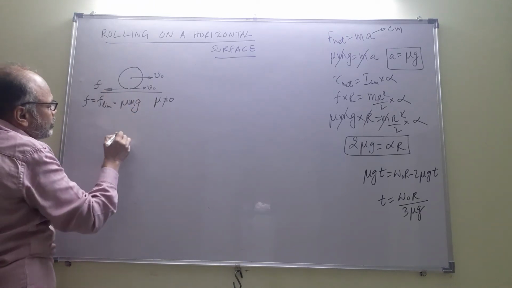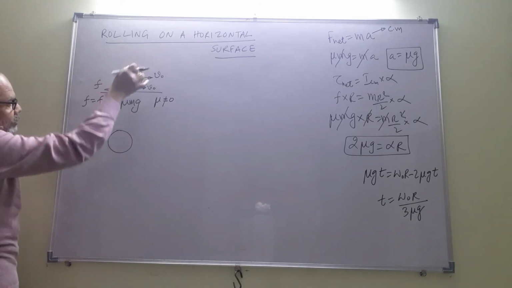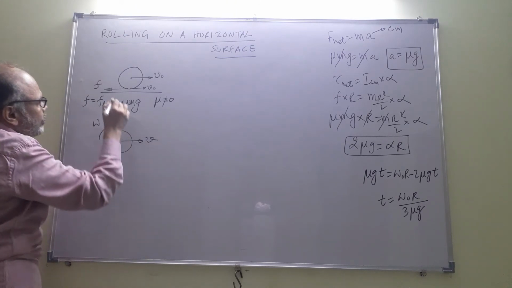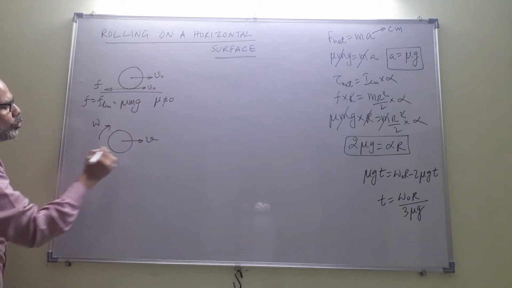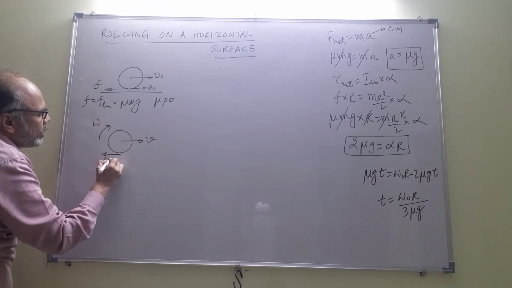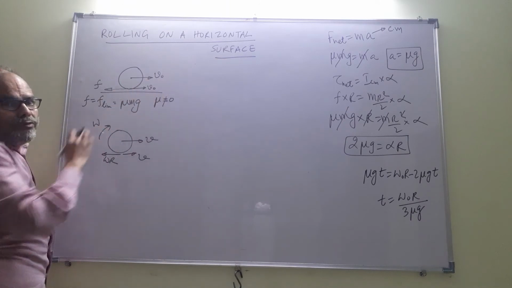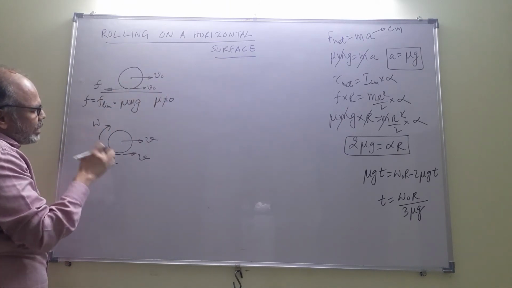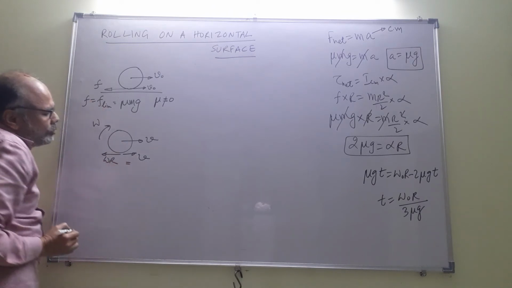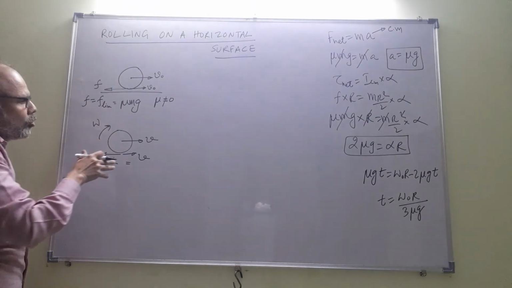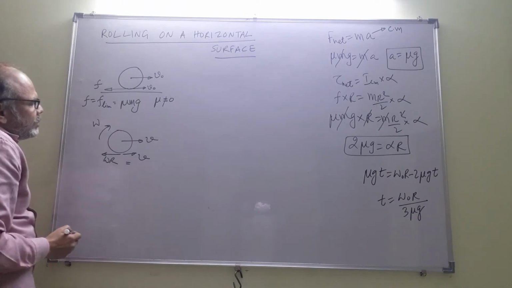Now this frictional force will rotate the disc. This frictional force will have a rotational effect, and it will also retard the body, so the center of mass velocity will decrease. So now you will have omega r like this and v like this. V is continuously decreasing from v naught and omega is increasing from 0. There will come a time when omega r becomes equal to v, and then there will be pure rolling, and friction will disappear. Let us see at what time this happens.